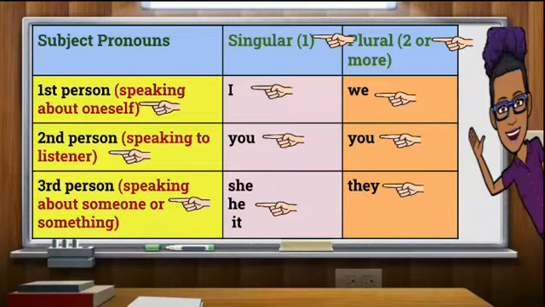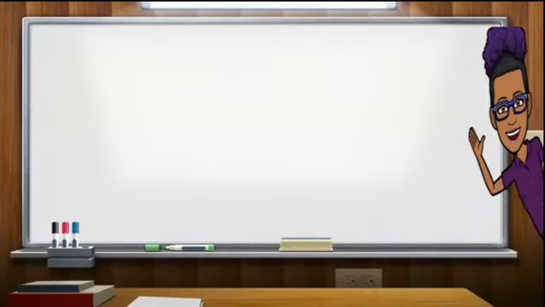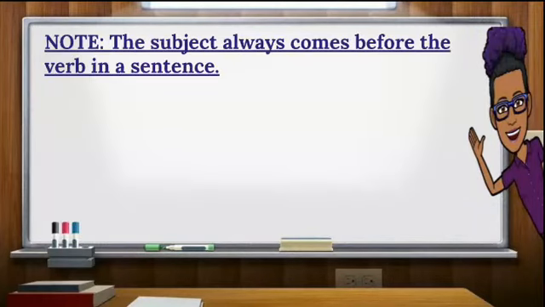So here we have our subject pronouns, singular: I, you, he, she, and it. And on the plural, we have we, you, and they. Now note, the subject always comes before the verb in a sentence.